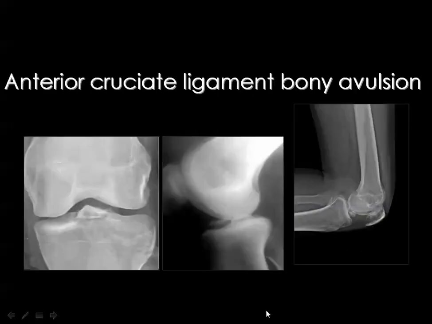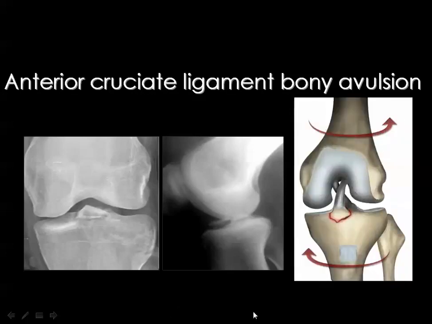Then, can you diagnose ACL rupture by plain X-ray? This is feasible. If you look here, you can see there is an avulsion of the site of the attachment of the anterior cruciate ligament to the tibia. And whenever you see a fracture in the region of the tibial spine, you may assume that the attachment site of the anterior cruciate ligament has been avulsed. Then this is the diagram showing the appearance. This is the anterior cruciate ligament, and this is the attachment site of it to the tibia.